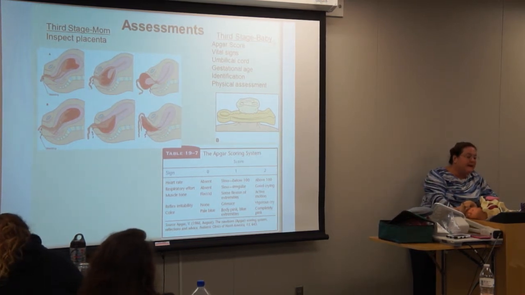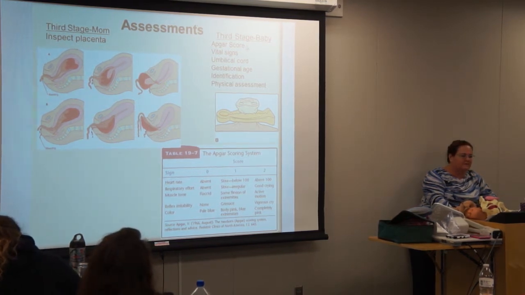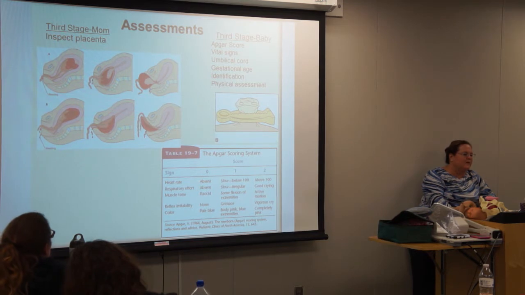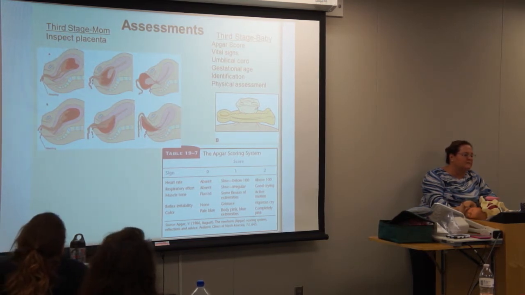For the baby, now we have a baby, no longer a fetus, we have a baby. We're going to do the APGAR, which you guys are familiar with. What's the score? 1 to 10. We're going to do vital signs. We're going to look at the umbilical cord, and we have two what?